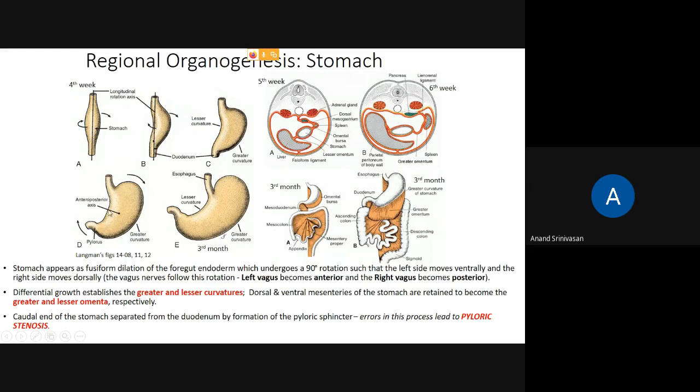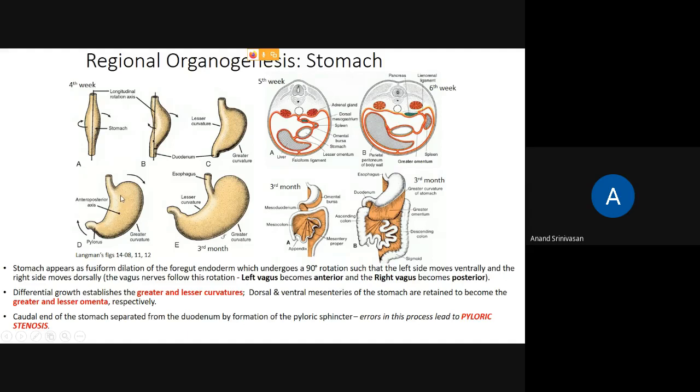So now here you can see the right margin is not growing at a much higher pace compared to the left margin. The left margin grows at a much higher pace, and that's why there is the formation of the greater curvature and then the lesser curvature.